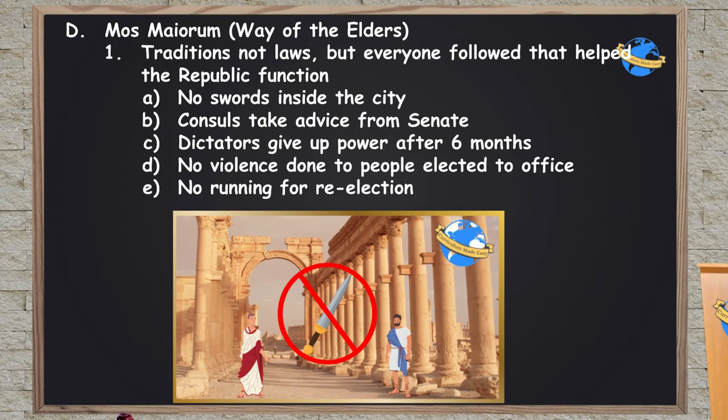And then there's the Mos Maiorum, my Latin's a little rusty, I apologize, which means way of the elder. These were traditions, but not laws. Simply, these were the normal things that people had followed to help the Republic function, even though they were not required to by law. For instance, you didn't carry weapons inside the city, dictators gave their power back after 6 months, you never committed violence against elected officials, and under no circumstance would you run for re-election, as that was a sign you were trying to become a king.